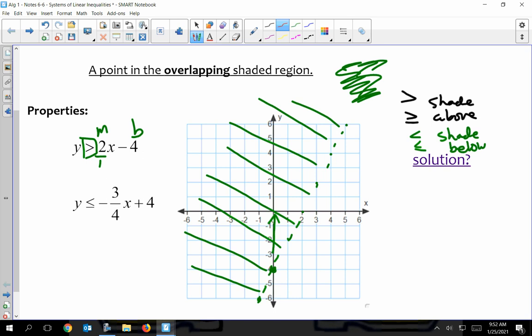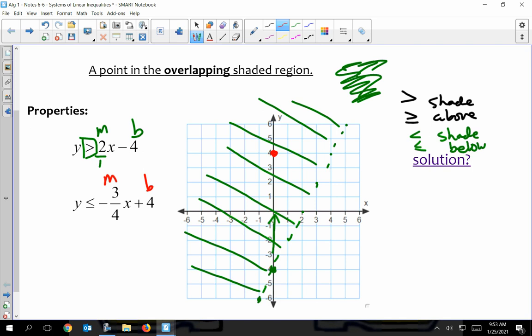Okay, so I'm going to change colors. You might want to do that. I'm going to identify my m. I'm going to get my b. Okay, my starting point b is at positive 4 this time on the y-axis, so that's this point right here.